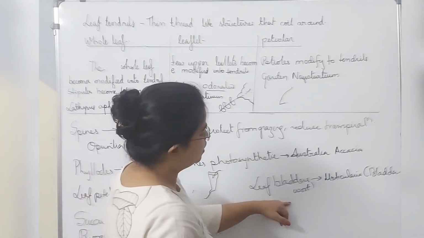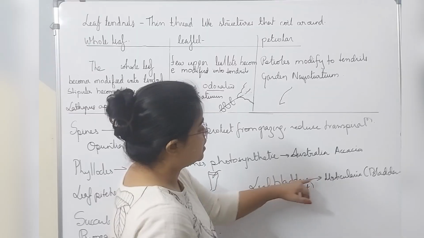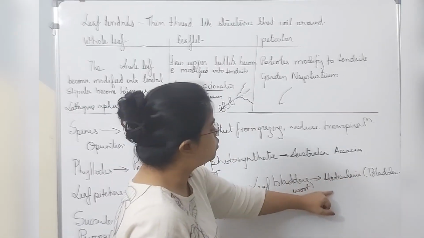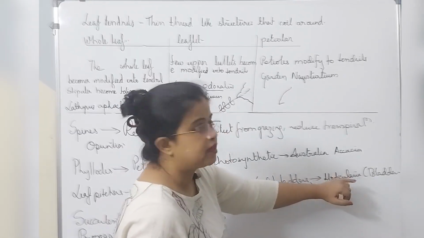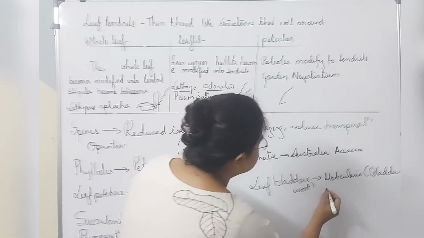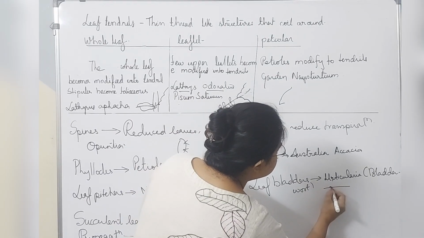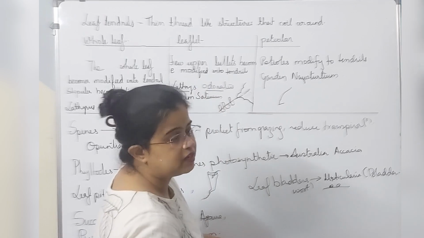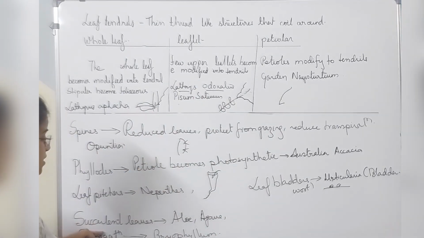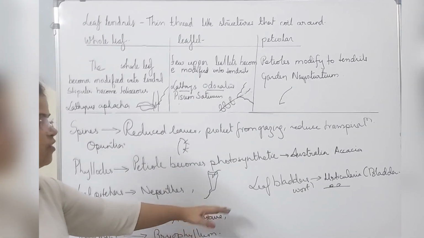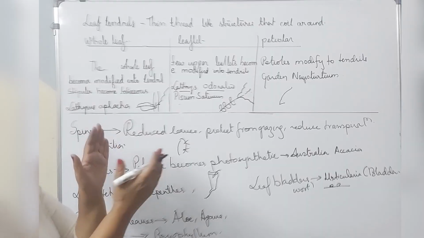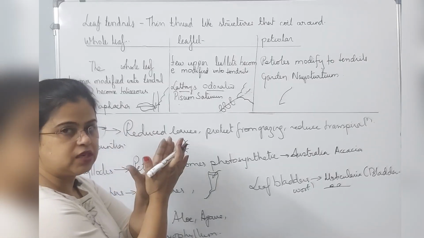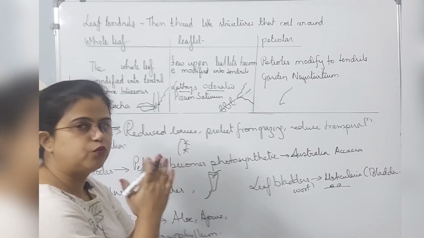And then leaf bladders. ये कहाँ देखने को मिलता है? Bladderworts, which is called Utricularia. This is an aquatic carnivorous plant. यहाँ पे भी you can see small bladder-like structures which are nothing but modified leaves. Succulent leaves: aloe, agave, bryophyllum, portulaca. The leaf becomes thickened and juicy. It stores mucilage, food, water.